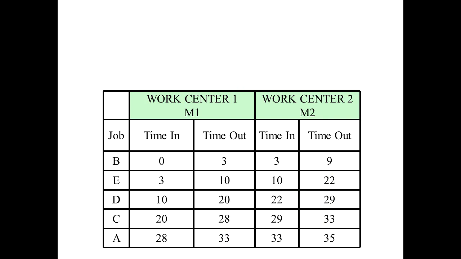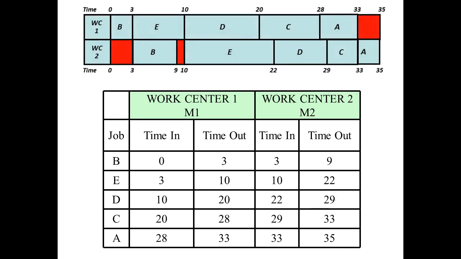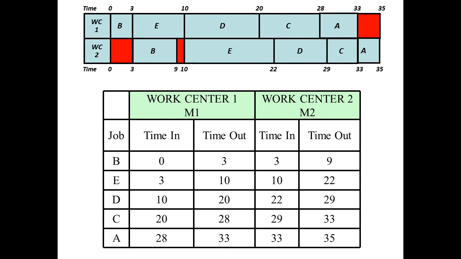By using the activities data, we can construct a Gantt chart for both work center 1 and work center 2. Looking at the Gantt chart, the completion time is 35 days. The idle time at work center 1 or M1 is 2 days and the idle time at work center 2 or M2 is 4 days.